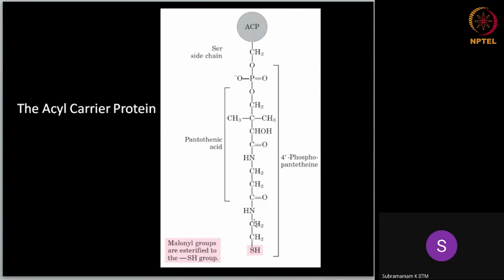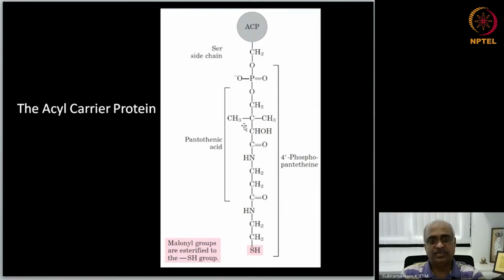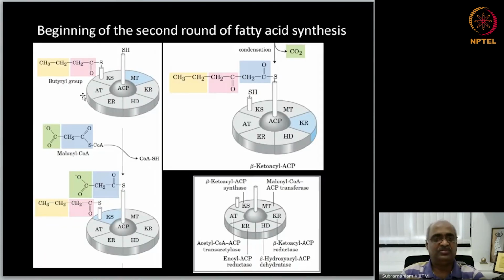Okay, this whole thing from here, phosphopantothene. So this is the pantothene moiety, and so that has this sulfhydryl group. So this is the one that carries the Malonyl-CoA. And this arm helps in swinging from one active site to the other active site. You see here, this long arm helps it to reach all the active sites here.